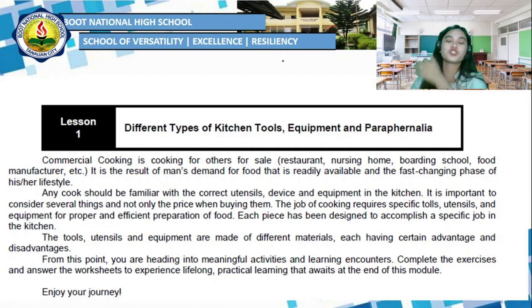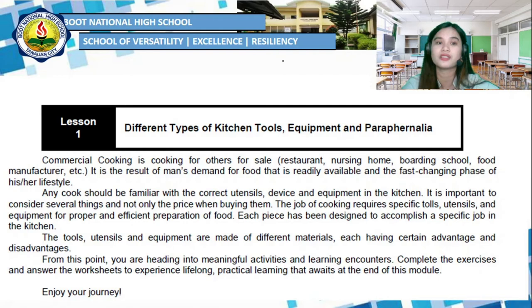It is important to consider several things and not only the price when buying them. The job of cooking requires specific tools, utensils, and equipment for proper and efficient preparation of food. Each piece has been designed to accomplish a specific job in the kitchen. The tools, utensils, and equipment are made of different materials, each having certain advantages and disadvantages.